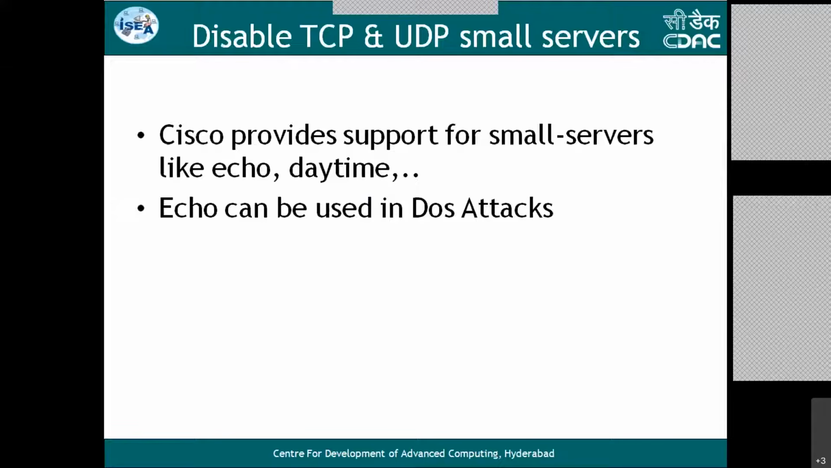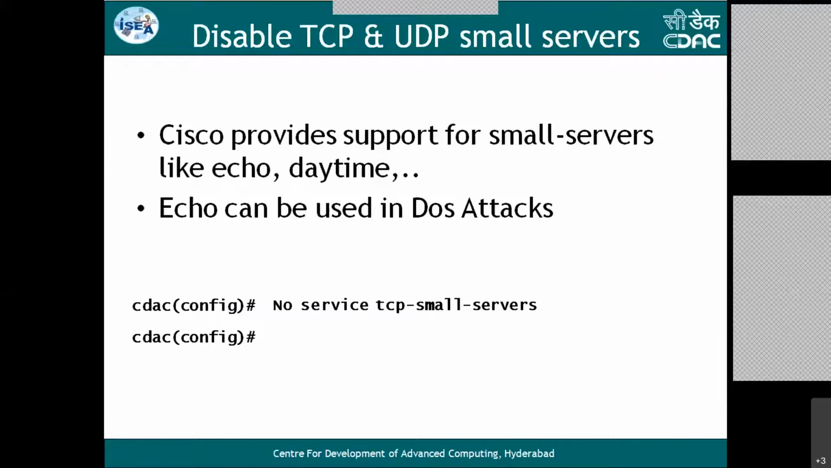Generally, these can be used in DoS attacks. So how do we disable these things? The command to disable, for servers like TCP small servers, is simply adding no service tcp-small-servers. It is always good to disable it, because it is not required.